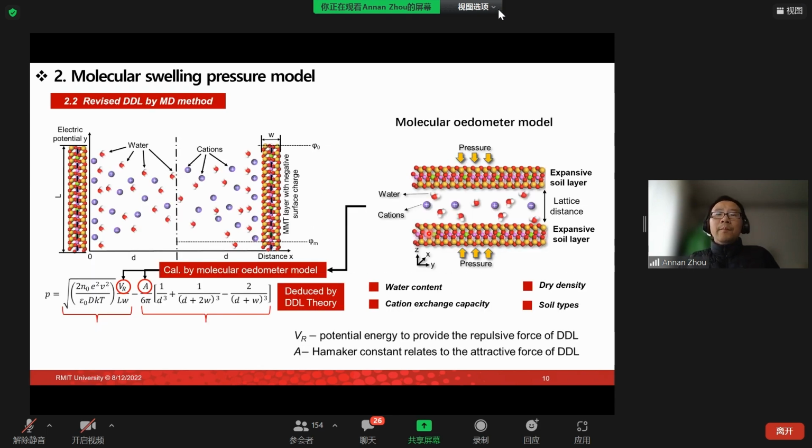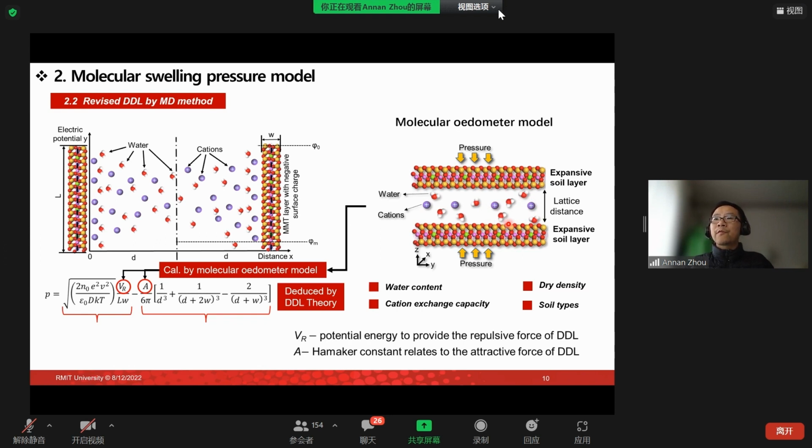To overcome the limitation of the traditional swelling pressure model, we revised the DDL method by using molecular simulation methods. So we developed a molecular odometer model to calculate the repulsive force and the attractive force of DDL. Here we use montmorillonite as an example to build up the molecular odometer model.